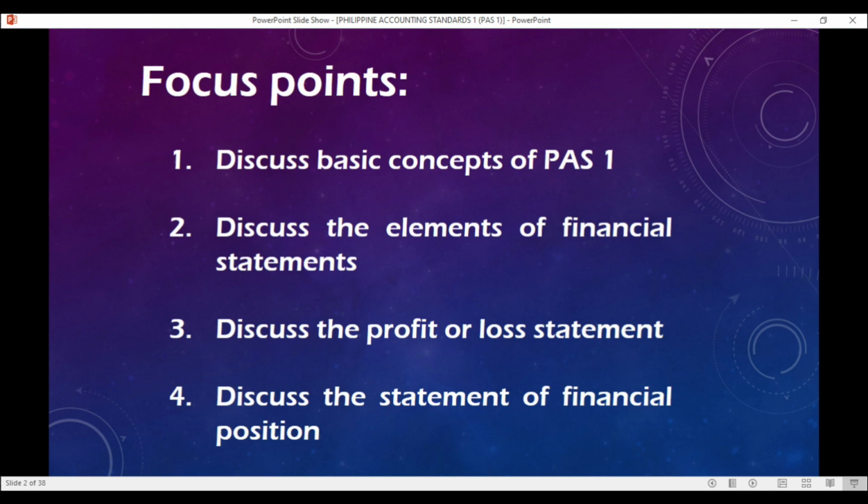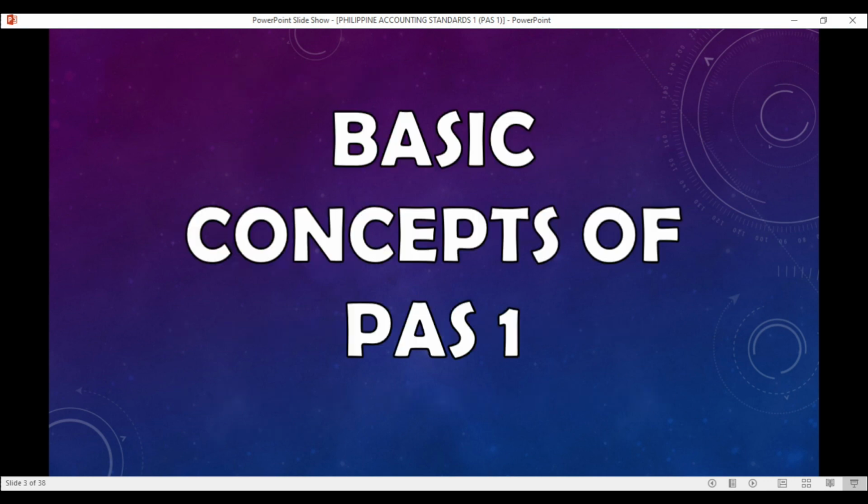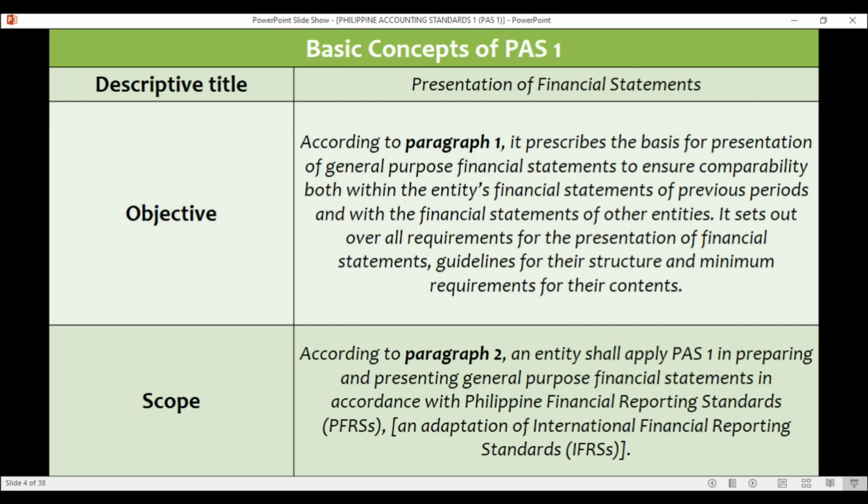Okay? So starting with the basic concepts of PAS 1, the descriptive title is Presentation of Financial Statements. So by the name itself, alam nyo na agad kung ano ang nilalaman ng PAS 1. Okay? PAS 1, pag nakitang title na yan, dapat nasa isip. Okay? It provides provisions on the presentation of financial statements on how we're going to prepare and present financial statements.